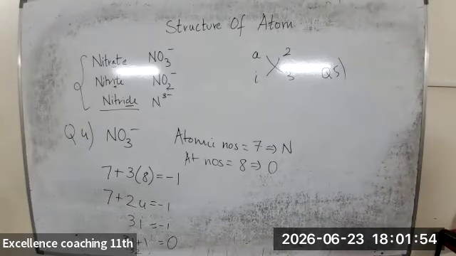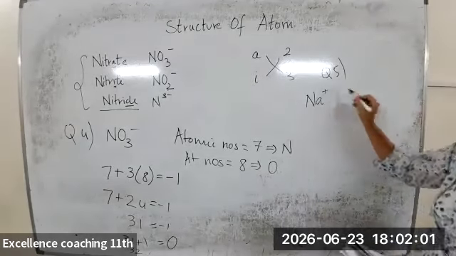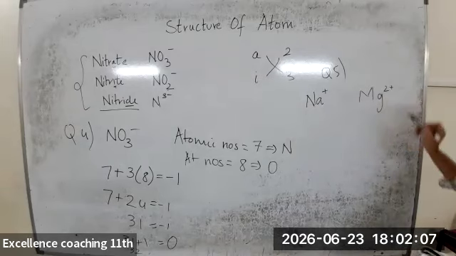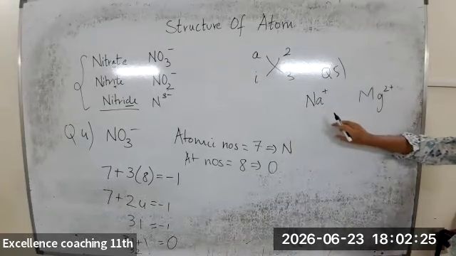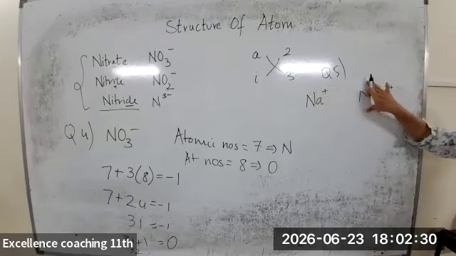Question 5 asks: is Na plus ion isoelectronic with Mg2 plus? So what is the isoelectronic concept? Isoelectronic is nothing but species which have the same number of electrons, but the charges on them vary. In simpler words, I have to check whether the number of electrons in Na and Mg will be the same.